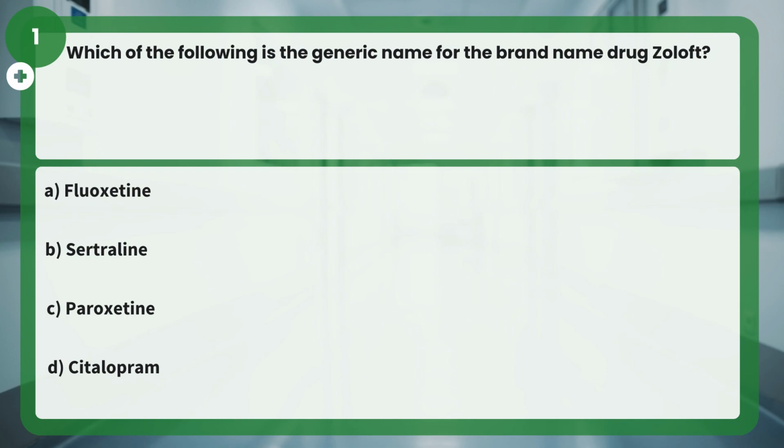Question 1. Which of the following is the generic name for the brand name drug Zoloft? A. Fluoxetine. B. Sertraline. C. Paroxetine. D. Citalopram.